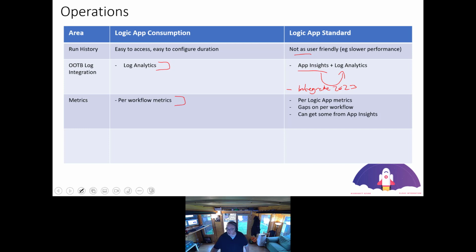What that really means is that I can go into a Consumption Logic App, and let's say I want to know how many runs there have been today. I can get a metric that tells me exactly that for that one workflow. If I go to Logic App Standard and ask how many runs, that would be all of the workflows in that app. So it means a different thing.